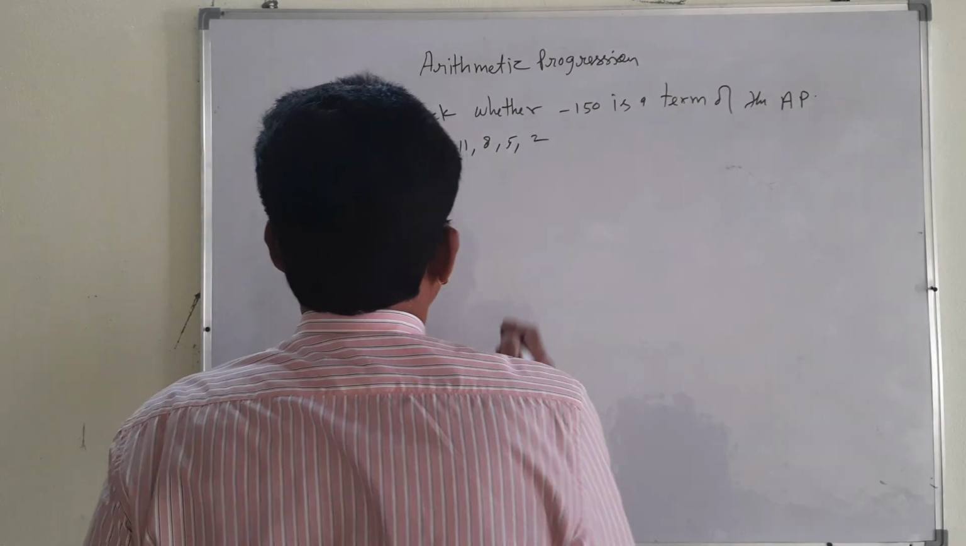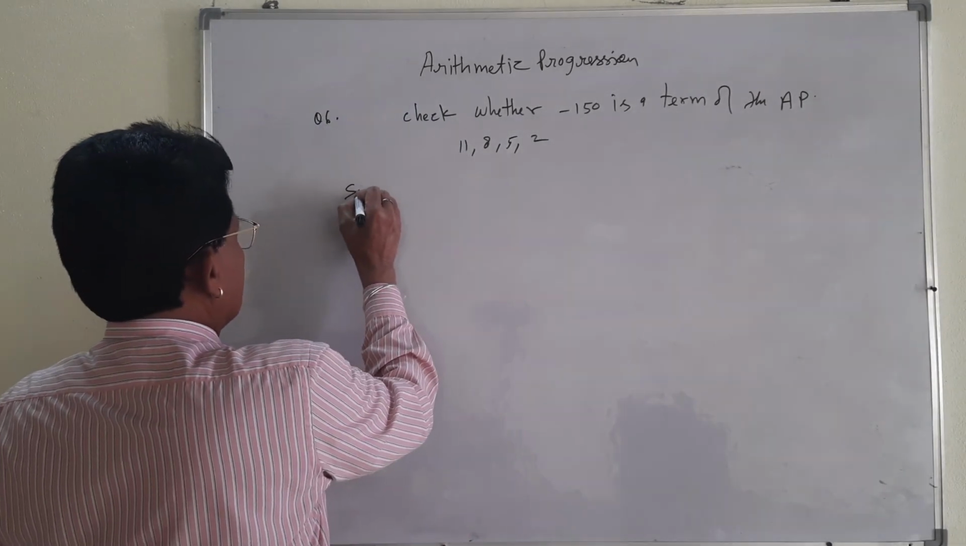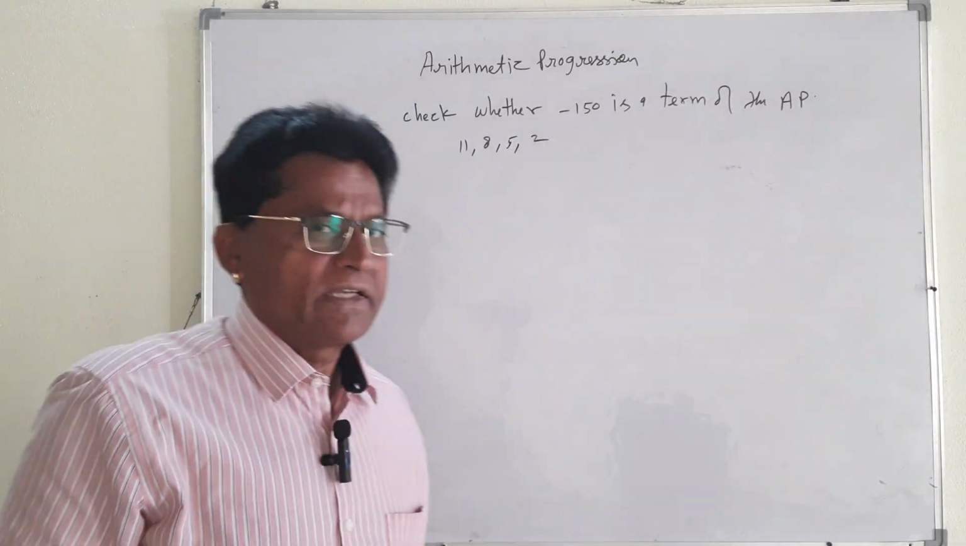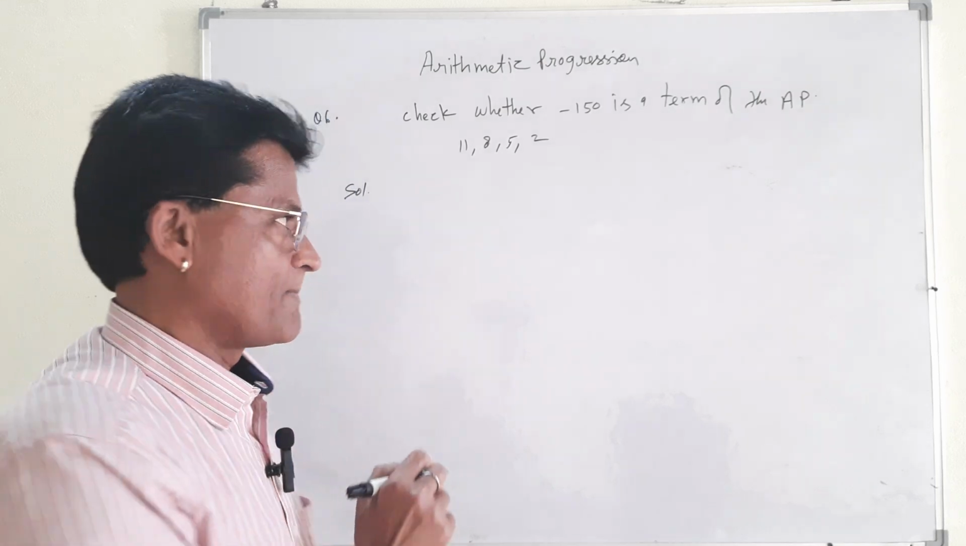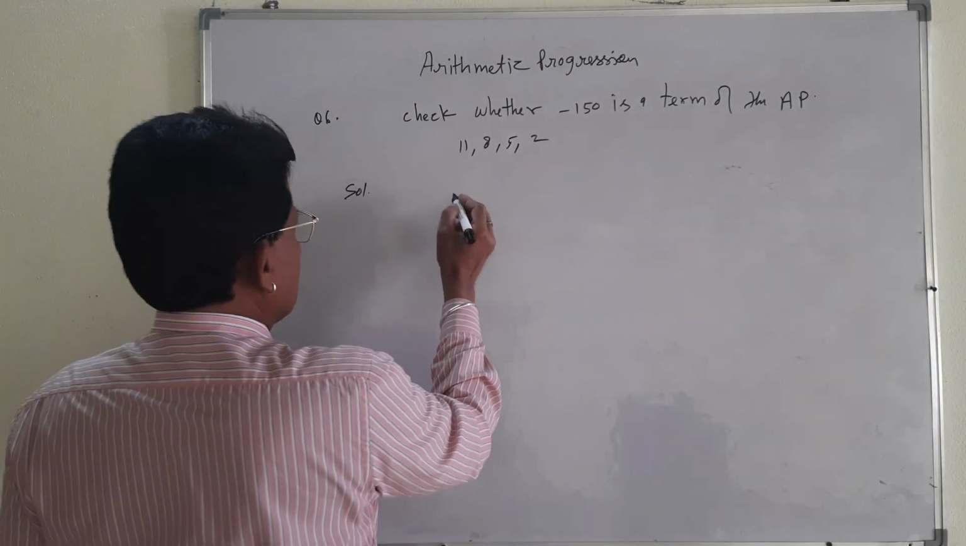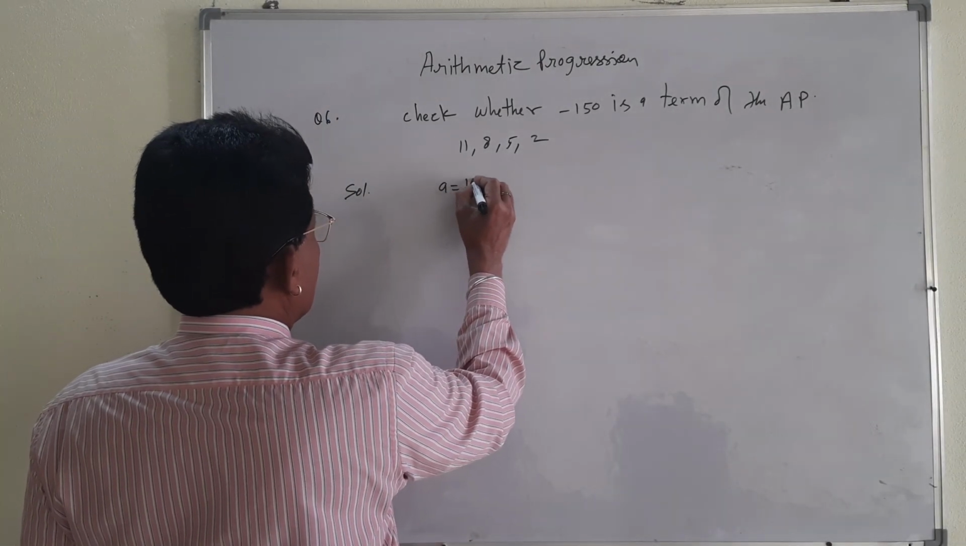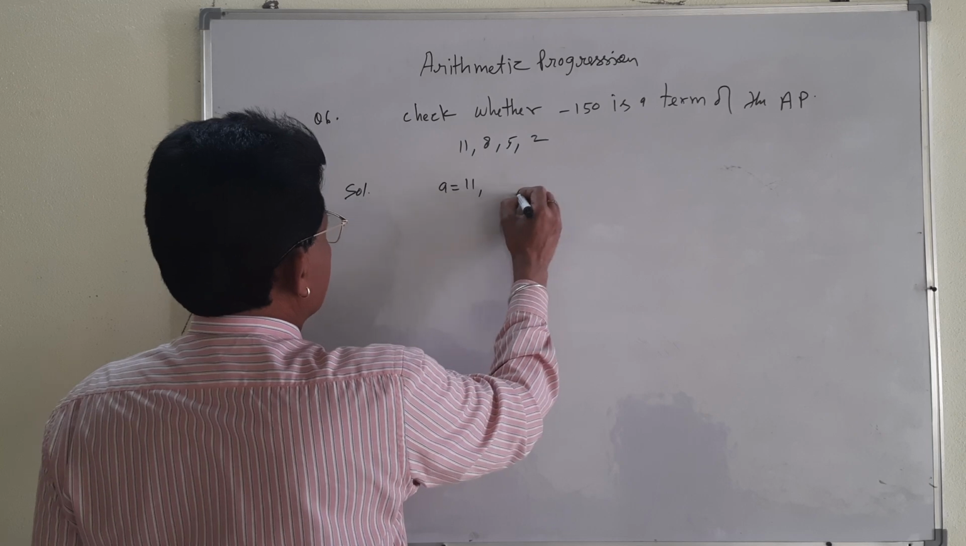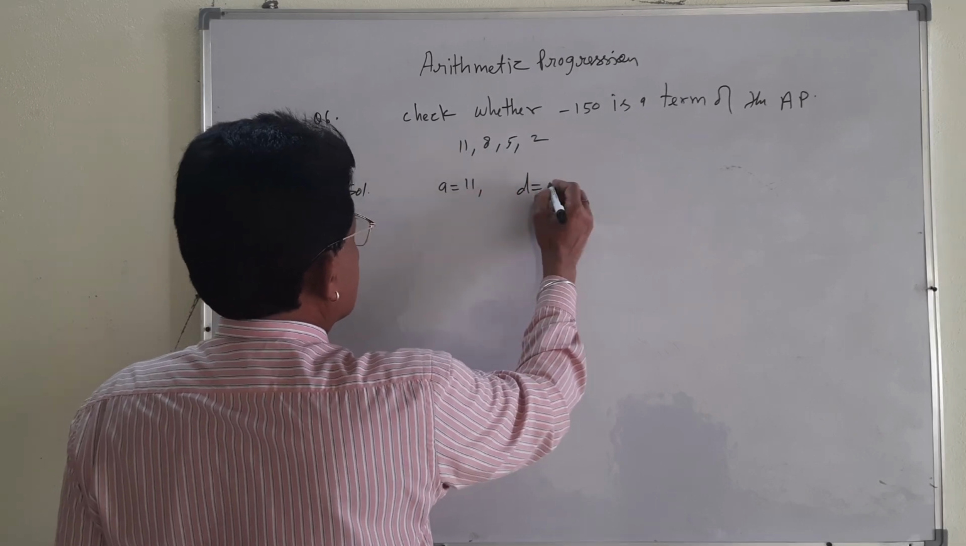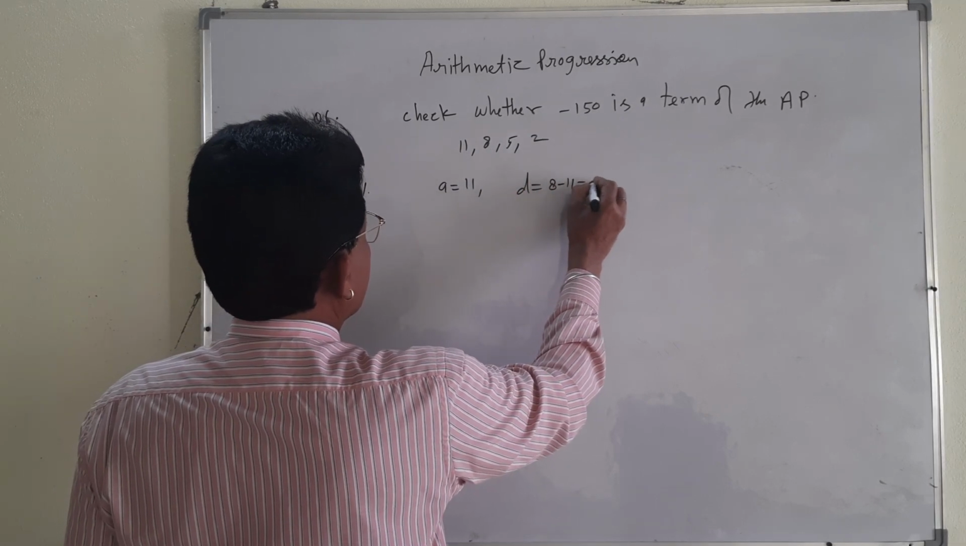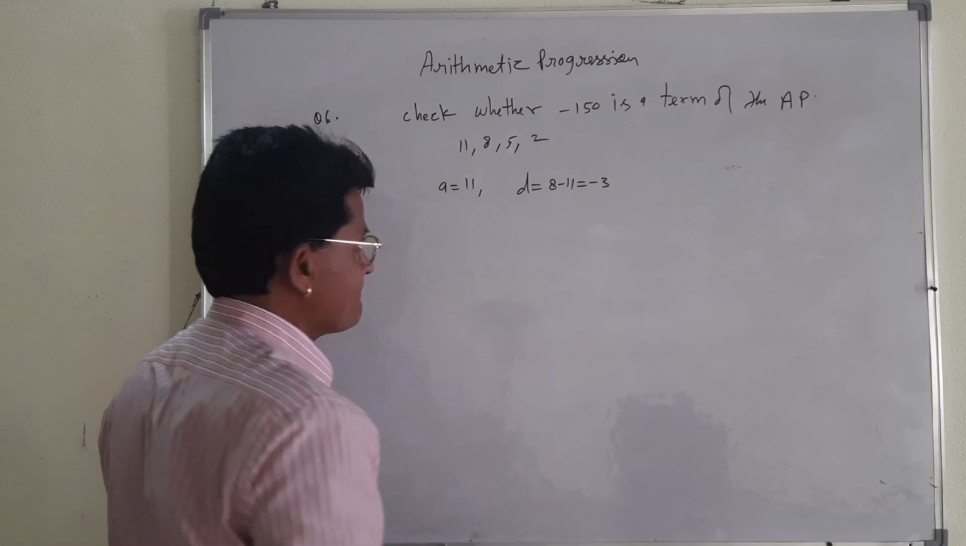My dear student, see the solution. How to find out the solution? I will tell you the simplest technique. You know, this is first term A, 11. Find the common difference D. Second term minus first term, 8 minus 11, that will be minus 3.